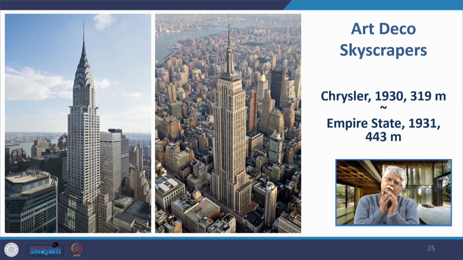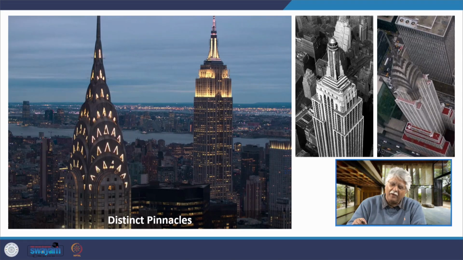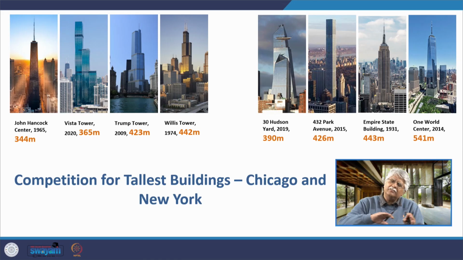Now, two Art Deco skyscrapers really stand out. Like I said, one is the Chrysler in 1930, which was 319 meters tall, and the second was the Empire State Building in 1931, which was 443 meters tall. Both of them had a spire at the pinnacle of the buildings, and both of them are iconic symbols of skyscrapers in modern times. They have this distinct pinnacle, these spires at the top, and this was a precursor to the competition that began between Chicago and New York to make the tallest buildings.